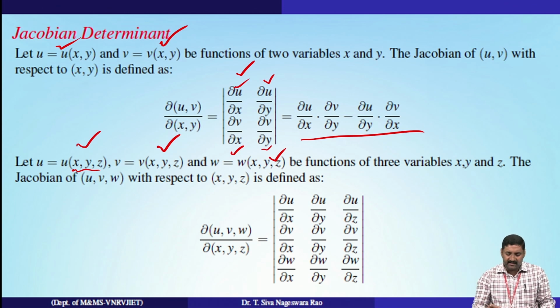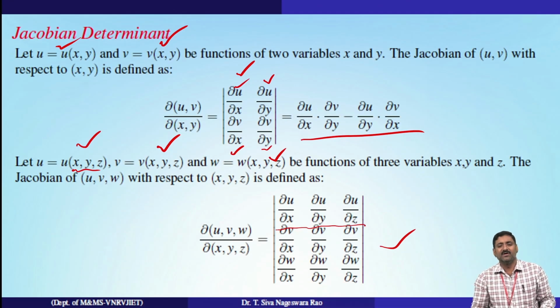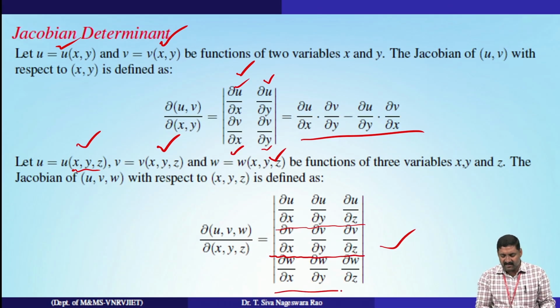is given by a 3 by 3 determinant in which the first row contains the partial derivatives of u with respect to x, y, z, the second row contains the partial derivatives of v with respect to x, y, z, and in the third row we will write the partial derivatives of w with respect to x, y and z. Like this we will form a 3 by 3 matrix. We will find its determinant.